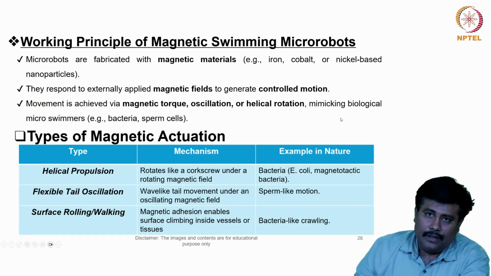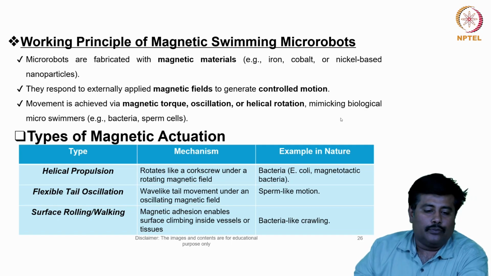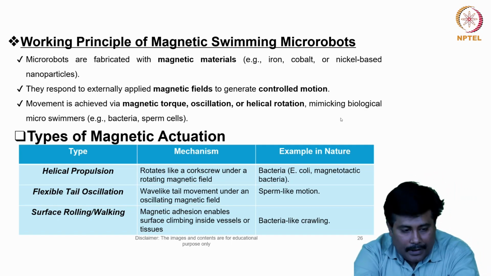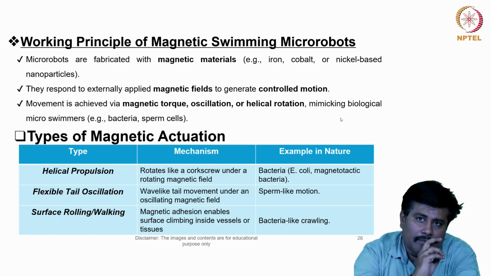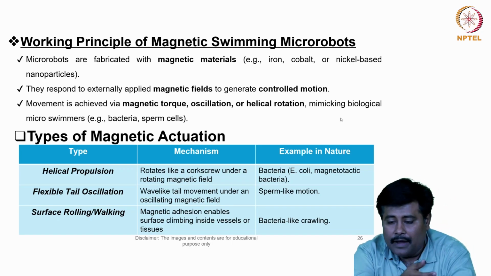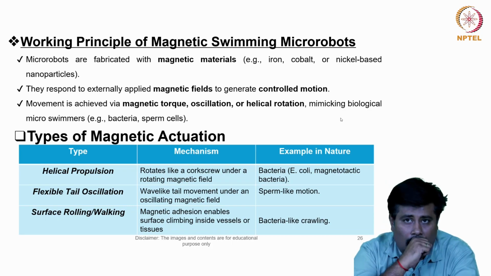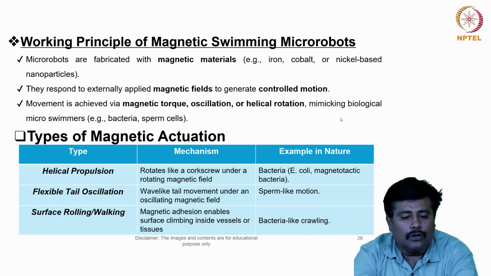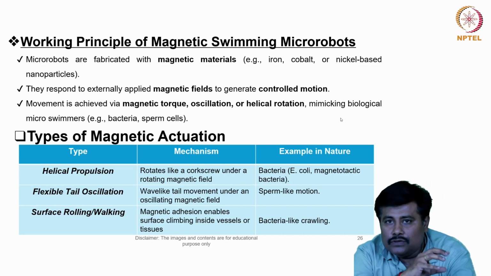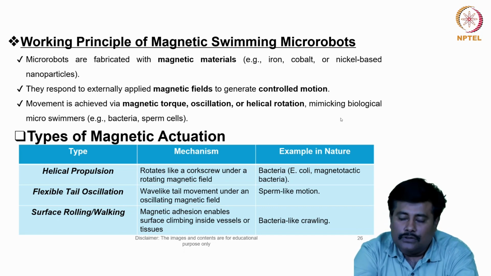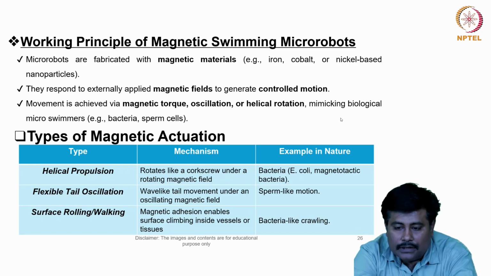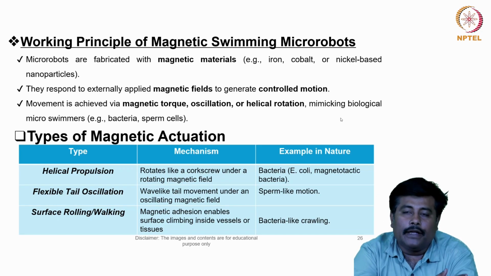Now let us see the overall working principle of these magnetic swimming micro robots. These magnetic swimming micro robots are fabricated with magnetic material, such as iron, cobalt or nickel-based nanoparticles. They respond to an externally applied magnetic field to generate controlled motion. This movement is achieved via a magnetic torque, an oscillation or a helical rotation, mimicking biological microswimmers, for example bacteria, sperm cells, etc.